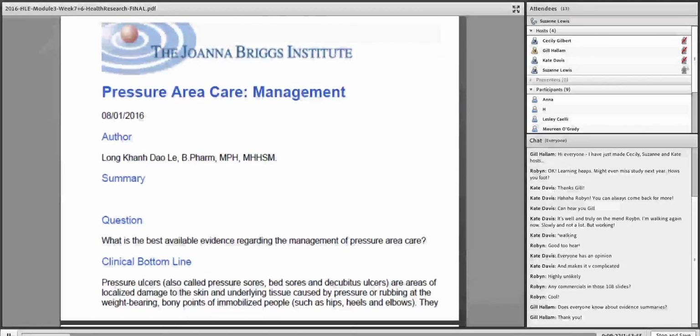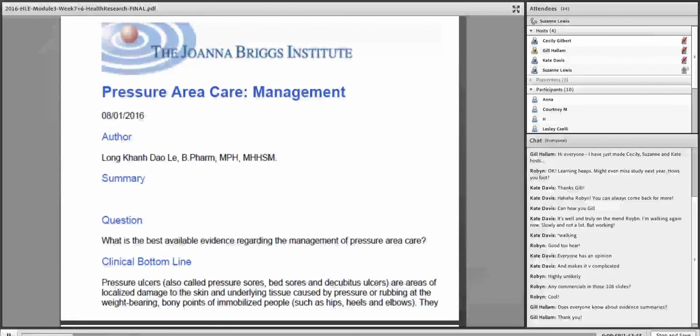So this evidence summary starts with, as they all do, a clinical bottom line, which summarises the summary. Again, it's very, very helpful for time-poor clinicians. They're very well referenced. There's a reference list available at the end of the document, and they're usually only 4 or 5 pages long. And there's also a section on characteristics of the evidence, which appraises the quality of the evidence, followed by some best practice recommendations.